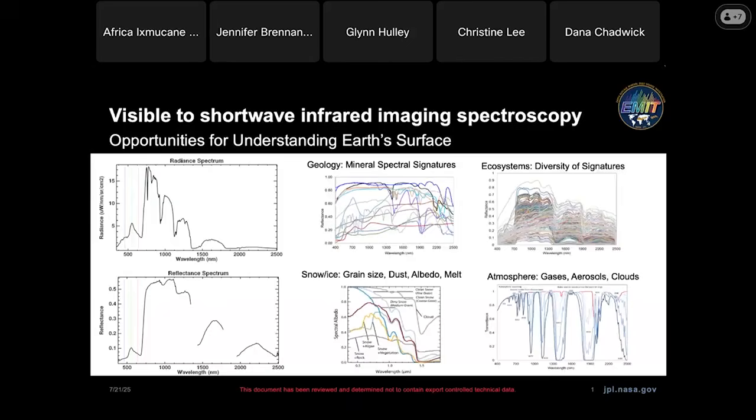But I'm just going to give you a general overview about the fact that the surface of the Earth has a whole lot of different spectral signatures within this portion of the reflectance spectrum that allow you to discriminate between different minerals, if you're thinking about geology, different types of ecosystem properties, snow and ice characteristics, water characteristics, as well as information about the atmosphere through which the light has passed before returning to the sensor.